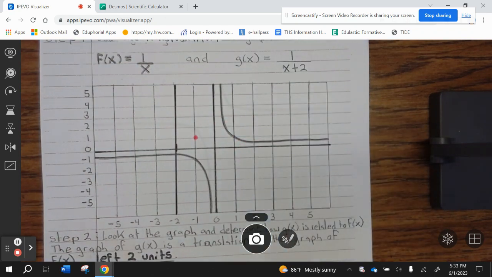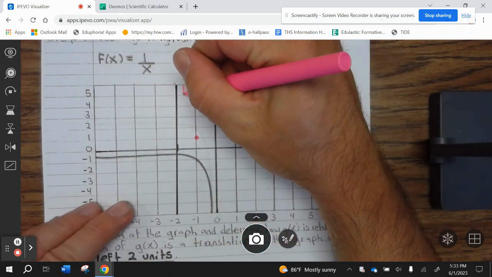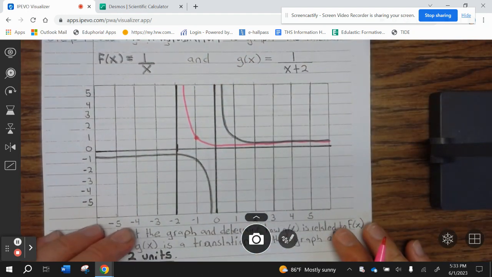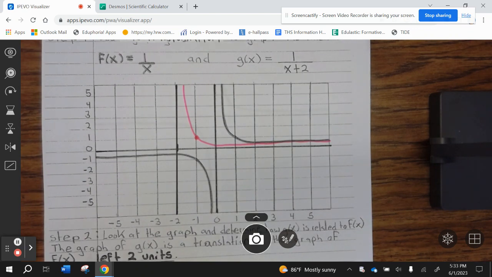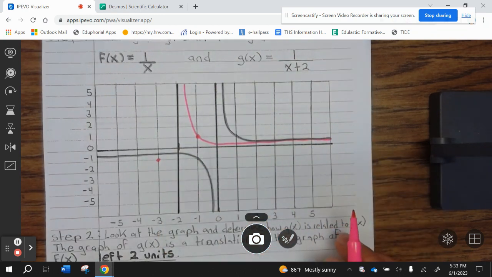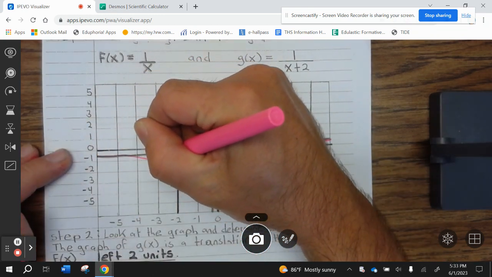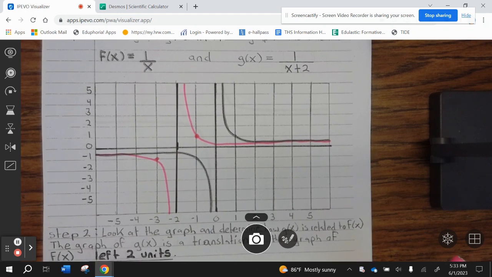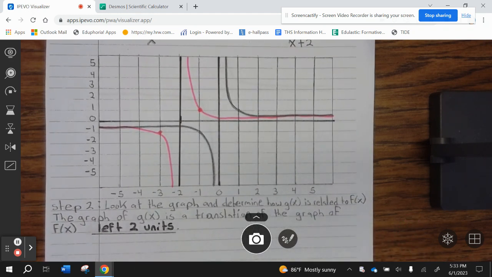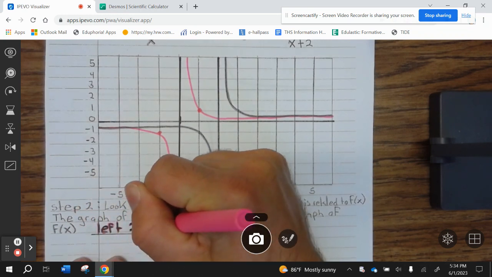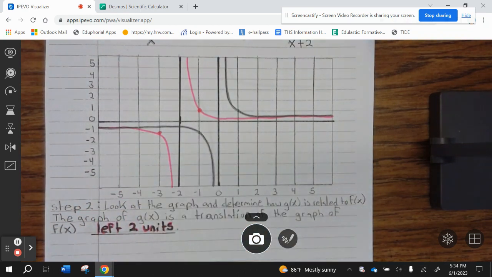Now the horizontal asymptote didn't change, so your graph looks like this. Okay. Now this point goes left 1, 2. So your graph looks like this. Now you can graph this in decimals to check if you like. So we know the graph went left 2 units. All right, go ahead and finish up example 2.